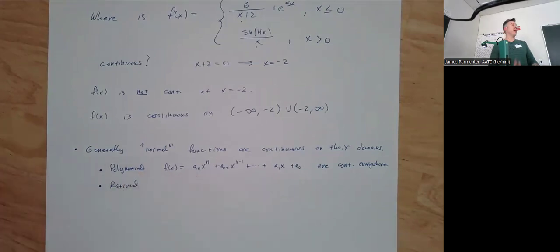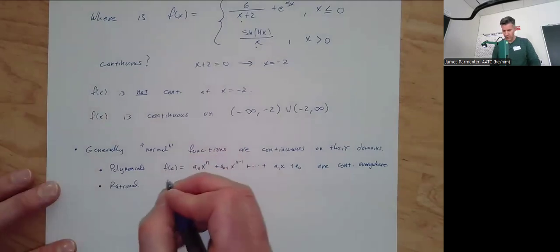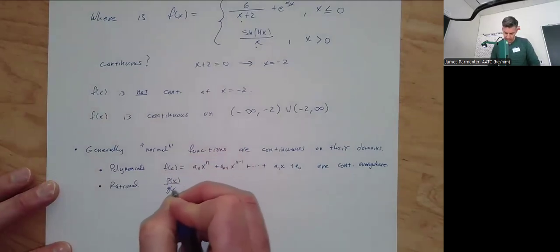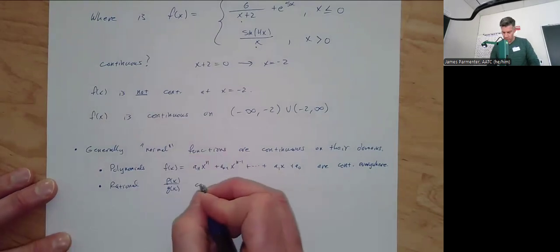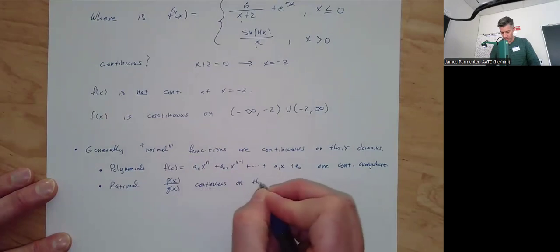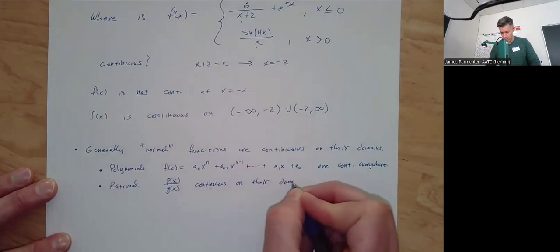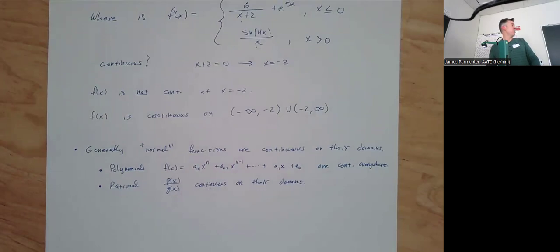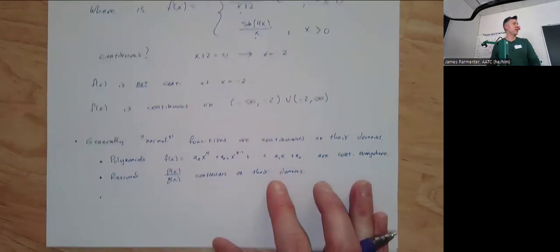So polynomials divided by polynomials. I should have written p of x instead of f of x. Oh well. P of x divided by q of x. Those are continuous where they're defined, on their domains. So as long as you're not dividing by 0, that function is defined there, so it's continuous there. If you are dividing by 0, that's where you've got a vertical asymptote typically. What else do we have? What else is in our list of typical functions?